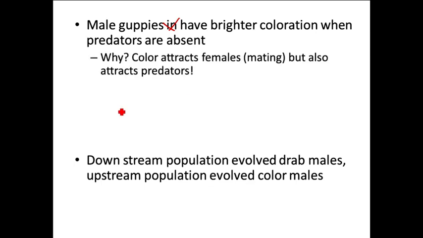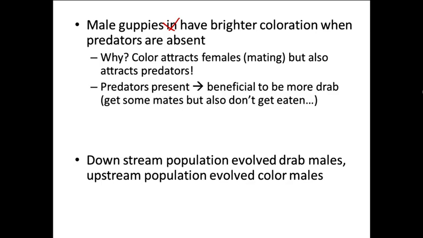Okay, so why would that be? Well, color is beneficial in that it attracts the females. So in a lot of animals, males are colorful. Fish, we see this all the time. In birds, we also see this, and that attracts the females. The females choose the most colorful males to mate with frequently. So color attracts mates. So that's good. You get to pass your genes on. However, it also attracts predators, and that's not so good.